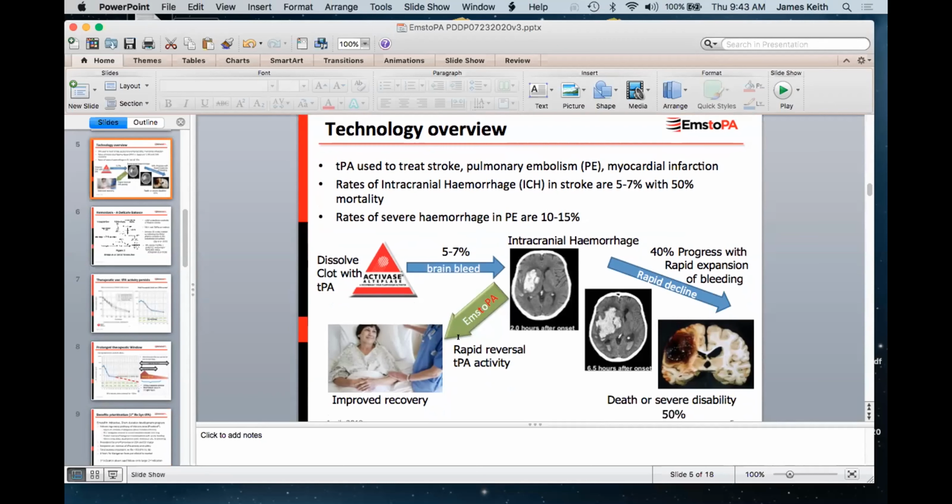Our concept is that EmstoPA will be used to, at the first sign of increased bleeding, reduce the activity of tPA by reversing it with our EmstoPA Fab.